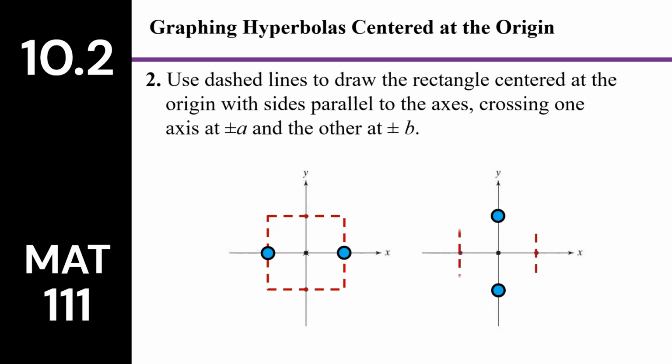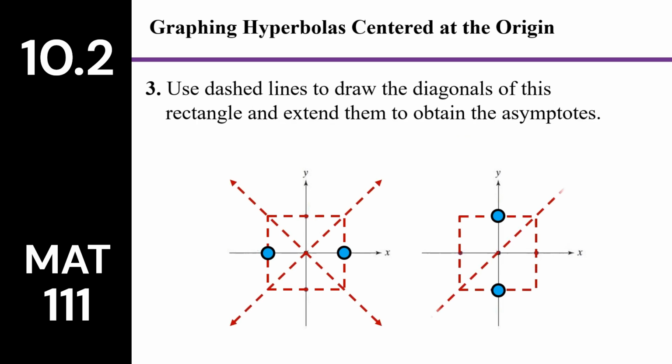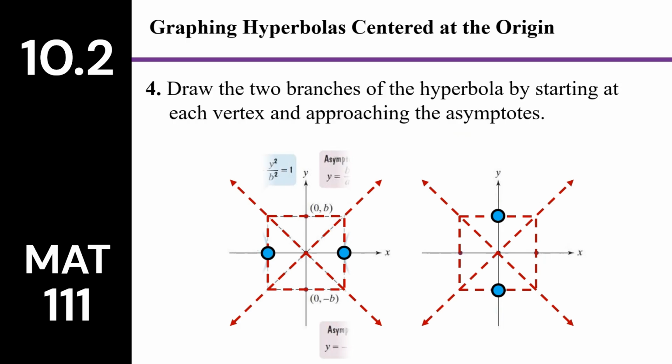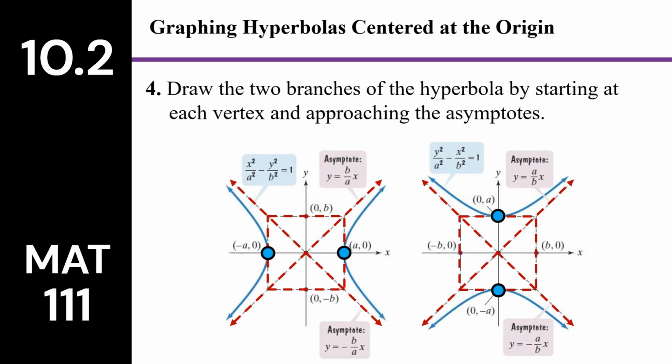The steps for graphing a hyperbola are to locate the vertices, use dashed lines to draw the rectangle, use dashed lines to draw and extend the diagonals of the rectangle, and then draw the two branches of the hyperbola starting at the vertex and approaching the asymptotes.